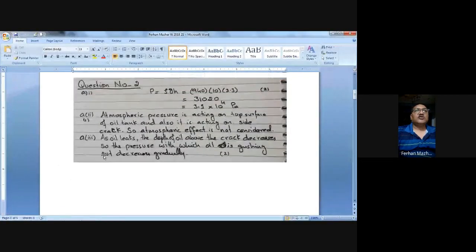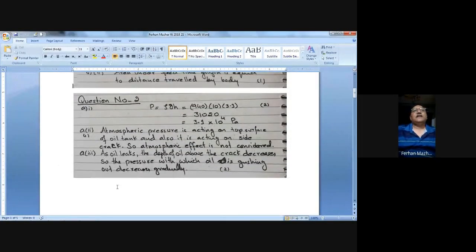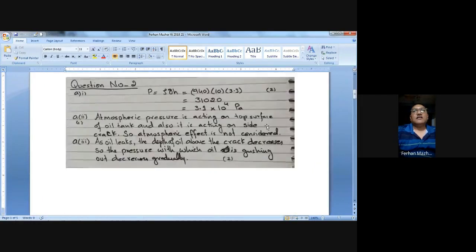On your screen, you can see question number 2, part A, part first. The pressure is equal to rho GH, equal to, the density is 940, the G value is 10, and the H value is 3.3. Multiply them, you get the answer 3.1 × 10^4 Pascal. It's a 2 mark numerical. I hope you have understood it. It's very easy.